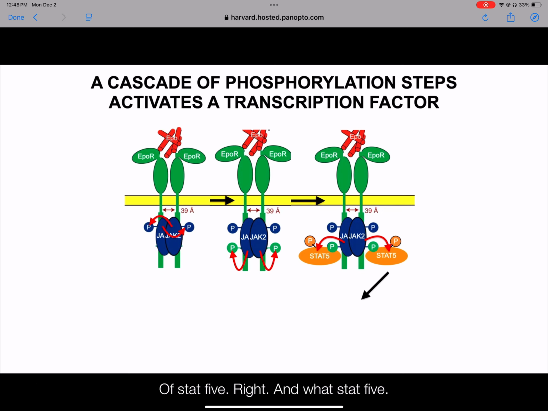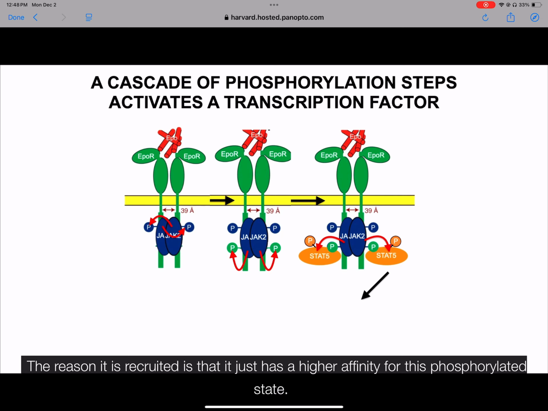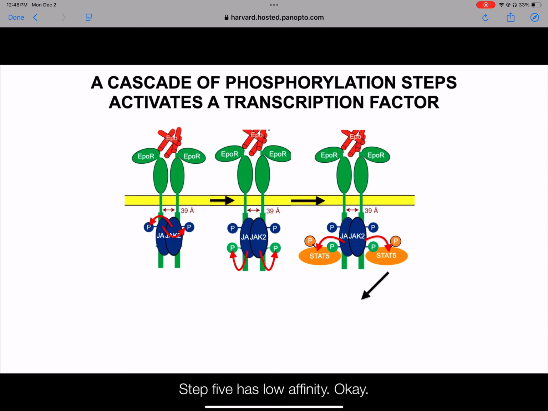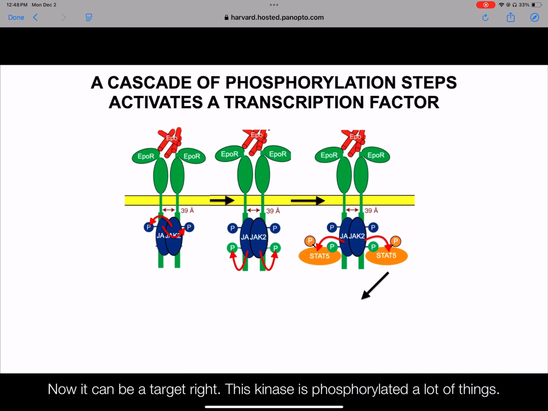And what's STAT5? Yeah, it's a transcription factor, right? And so this transcription factor now can be phosphorylated, right? The reason it is recruited is that it has a higher affinity for this phosphorylated state. When these residues are not phosphorylated, STAT5 has low affinity, okay? But in the phosphorylated state, STAT5 has higher affinity, which brings it into proximity. Now it can be a target, right? This kinase is phosphorylating a lot of things, okay?